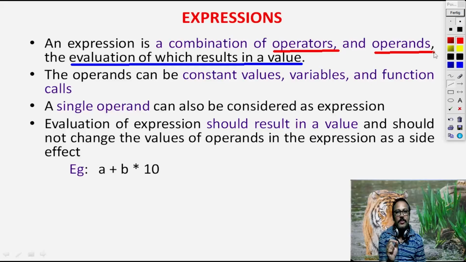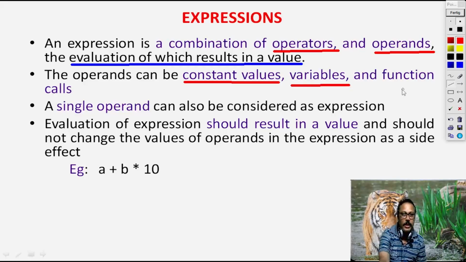And operands. What are the operands? Operands are nothing but values. They can be directly in the form of constant values, that means 10, 20, 30. They can be variables also. And the other aspect, which we have not discussed but which is possible, is function calls. There can be function calls also.